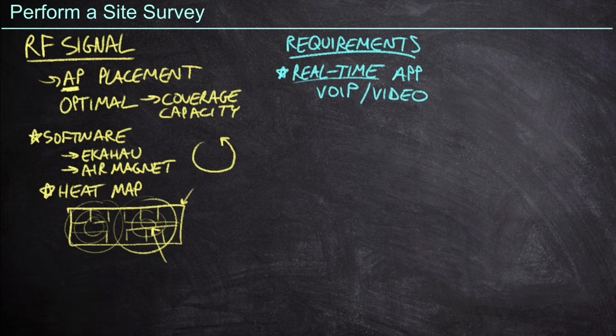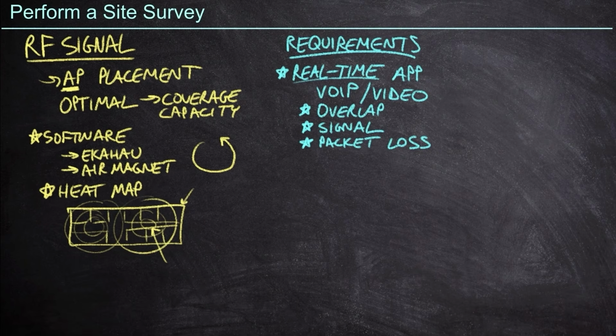Because if we do have real-time applications, then this is going to affect many things. It's going to affect the overlap of our different cells. It's going to affect the overall signal strength as far as what's considered to be a valid signal strength and what is considered to be a not valid signal strength. And then packet loss is also going to be affected by these types of decisions. And so if we don't have good enough packet loss percent, in other words, if the percentage is too high, then at that point it might have worked for a data site survey, but it's not going to work for a real-time services type of survey.